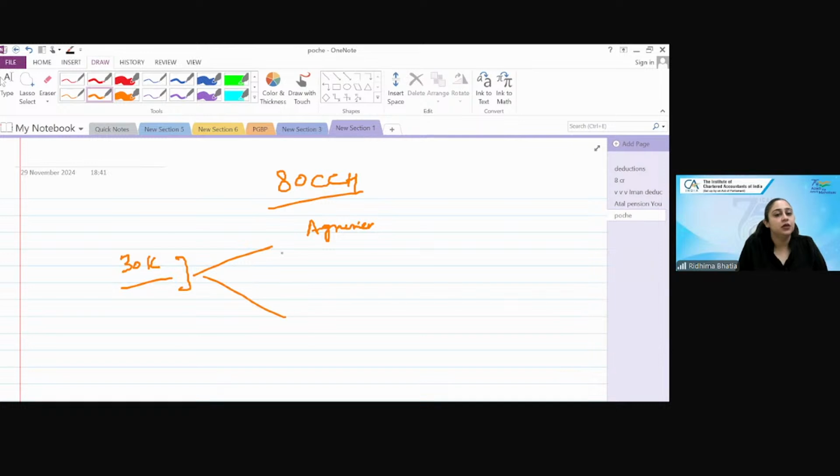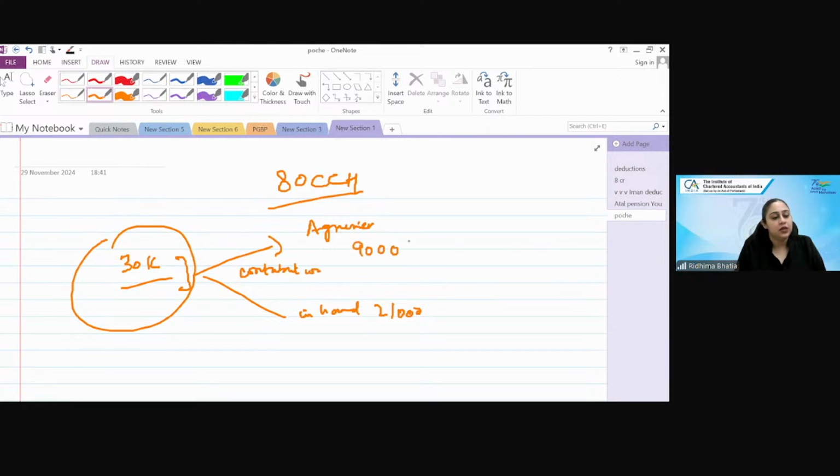So this salary is completely taxed as salary under the head salary, right? Then इसमें से in hand he would be given only say 21,000 and the remaining would go as a contribution to this Agnipath scheme fund, okay? This 9,000. Now this 9,000 is allowed as deduction under 80CCH.